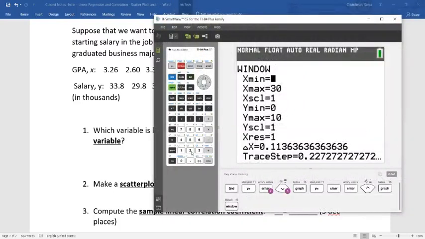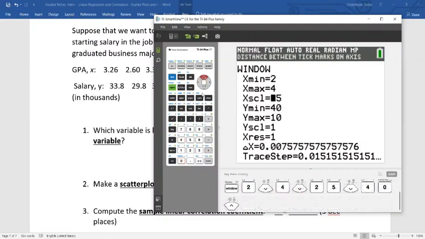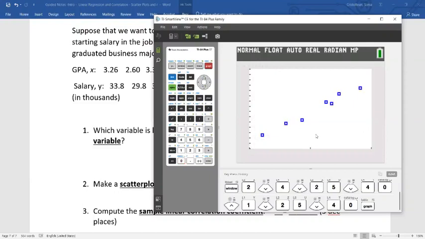So I'll just set X minimum between 2 and 4. These are the GPA. And the salary is between 25,000 and I can put 40,000. Just make sure you don't put that on the scale. That's supposed to be the Y minimum. So the scale was fine as before. Don't change the scale. I'll just put 25,000 and 40,000. And the scale stays the same. And now when I graph, this is how it looks.